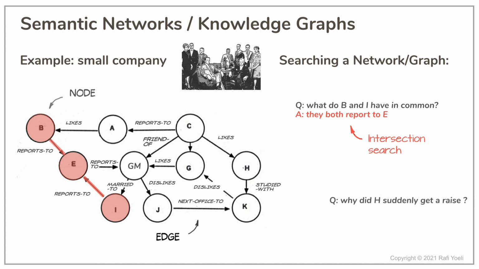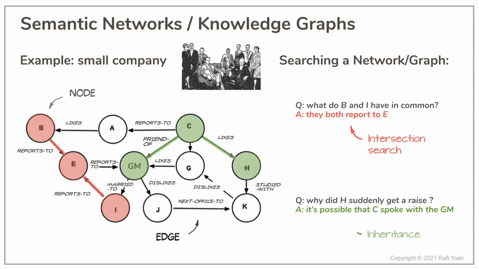Now, let's try a more complex query. Why did Henry, H, suddenly get a raise? This requires an inheritance search, but it also highlights an aspect of some semantic networks, the need for heuristic knowledge. Without additional information, we can't definitively answer this question based solely on the visible relationships. However, our network suggests that Charlie, C, who is friends with Henry, reports directly to the general manager, GM. This implies that Charlie may have played a role in Henry's raise.